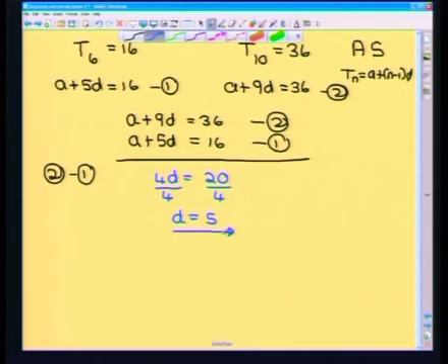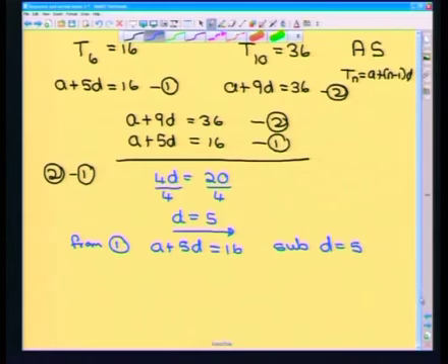We need to go back for a. Once again, I would select the easiest of the two equations. So from equation 1, which is a plus 5d equals 16. Let us substitute d equals 5.